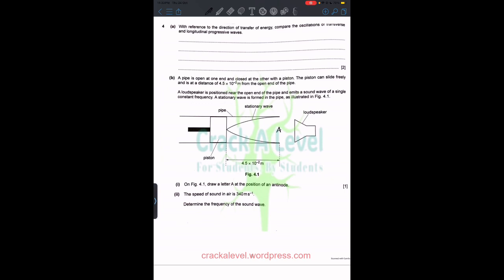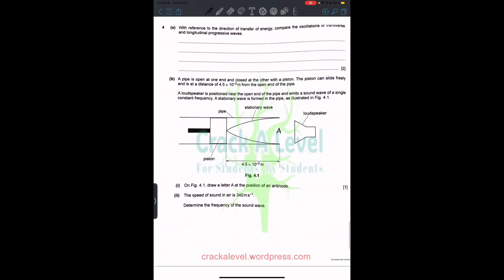Okay, it's written that a pipe is open at one end and closed at the other. This is the classic example of a stationary wave, one open and one closed pipe. The piston can slide freely and is at a distance of 4.5 × 10^-2 meter from the open end of the pipe. A loudspeaker is positioned near the pipe and emits a sound wave of single constant frequency.